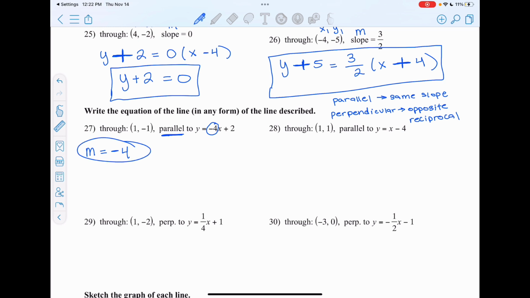Since I have the slope and a point on my line, I'm going to use point-slope form, because that's the easiest form to use when you have a point and a slope. Remember, point-slope form is y minus y1 is equal to the slope times x minus x1. So this will be my x1 and my y1. So I will have y minus negative 1 is equal to negative 4 times x minus x1, which is 1. And if you have two negatives right next to each other, that turns to a big plus.